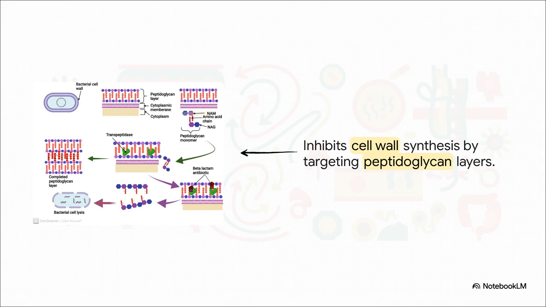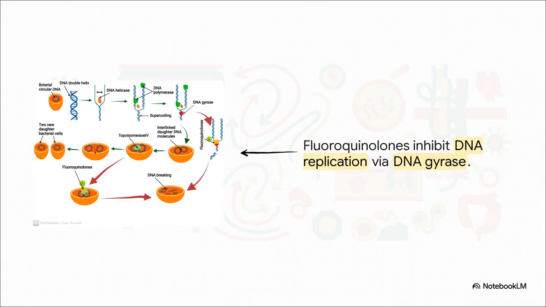They physically cap the D-alanine tails of the building blocks, blocking the cross-linking process entirely. Either way, the cell wall fails, and the bacteria is destroyed. Next, let's look at how we can disrupt bacterial DNA replication.